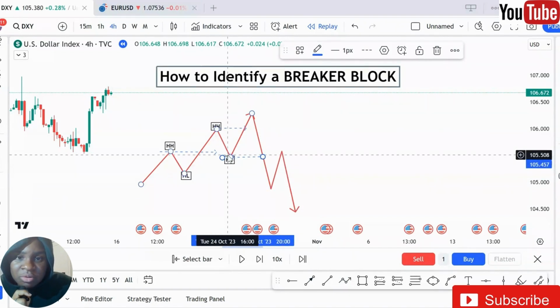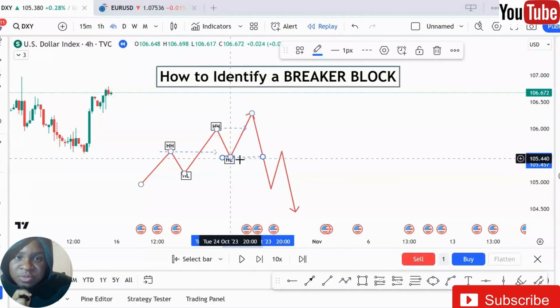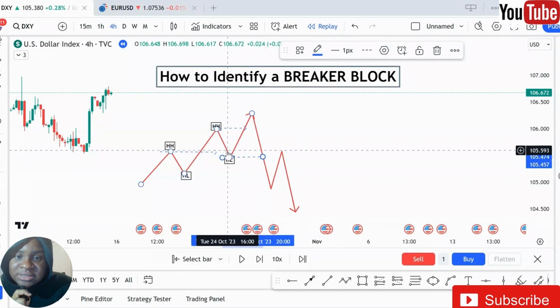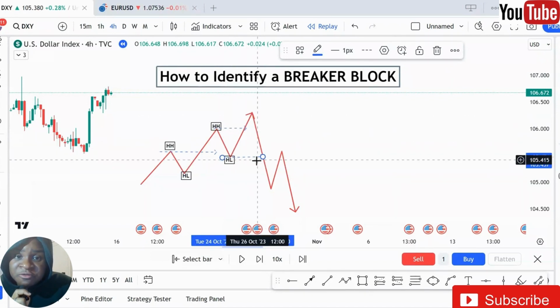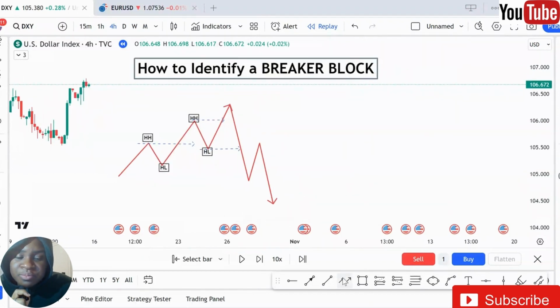Firstly, for a breaker block, there must be a break of structure, which has taken place here, and there must be a change of character for us to get a bullish breaker block. The last candle before the impulse move is the block we're going to pick for our breaker block. Market has to come back to test that zone for us to know that is a valid breaker block. That is for a bullish scenario.